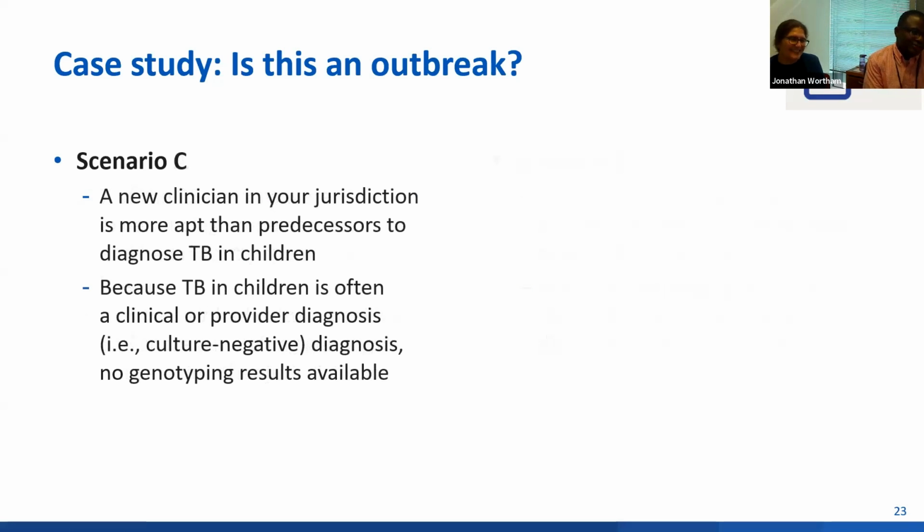So a new clinician in your jurisdiction is more apt than predecessors to diagnose TB in children. Because TB in children is often a clinical or provider diagnosis, no genotyping results are available. What do you think about this as an outbreak? This might be, it depends, that might be why they're pausing. Yeah. Need more info, find adults, track history, need more information. Possibly. Yeah.